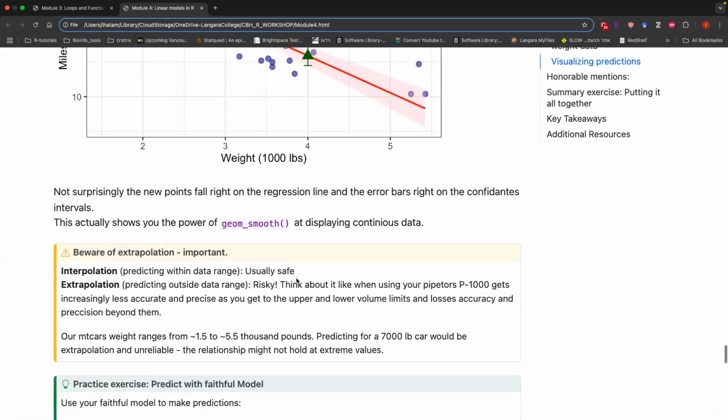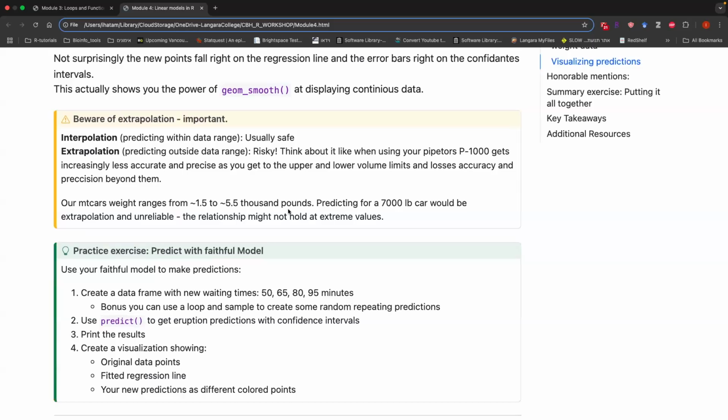Okay, so what do we have here now? We have some things to be aware of when we are doing our predictions. If you noticed, all of our predictions were within range of our data. This is called interpolation, where we are predicting within our data range, and it is usually regarded as a safe practice. If we're trying to predict outside our range, this is called extrapolation, and it is considered risky. We have to be aware that if we're using a range that we haven't used for our model, our predictions might be unreliable.